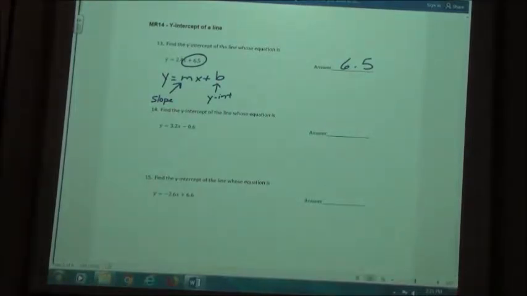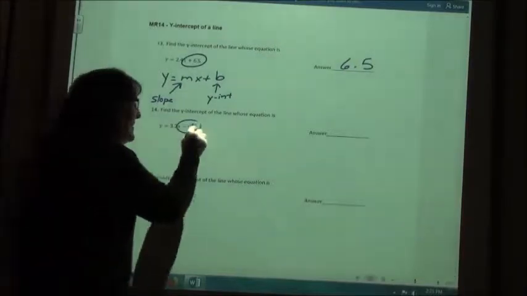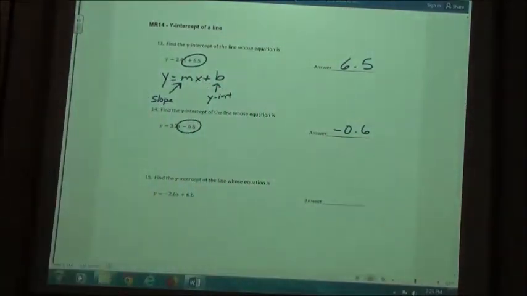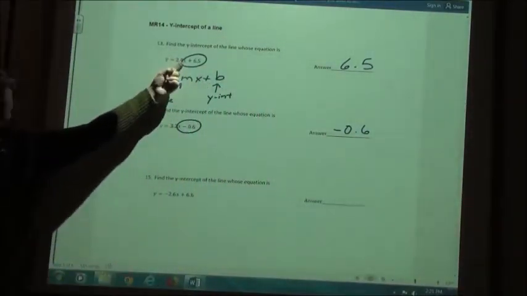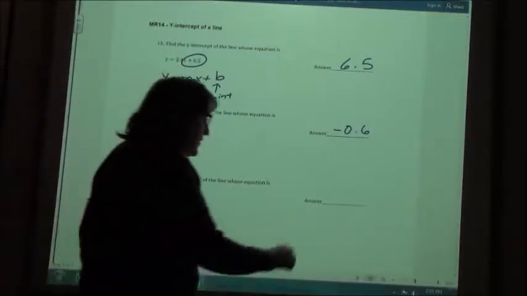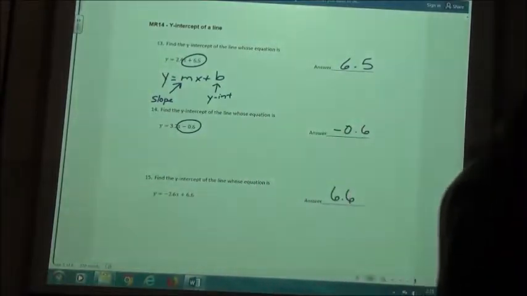My y-intercept on number 14 would be 0.6. Don't forget the negative, negative 0.6. Technically your y-intercept is when your x is 0, and if x is 0, I just get the b number, right? So on number 15, what is my y-intercept? 6.6, exactly. You guys already knew that.